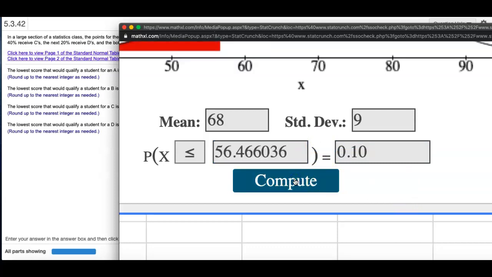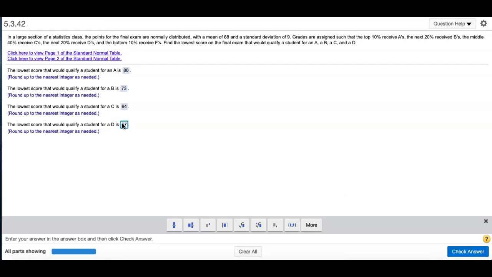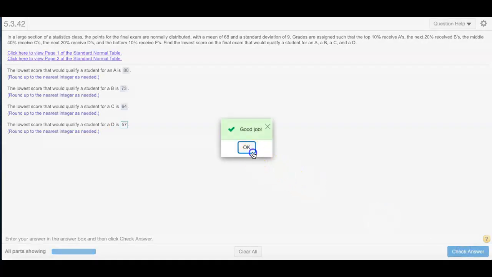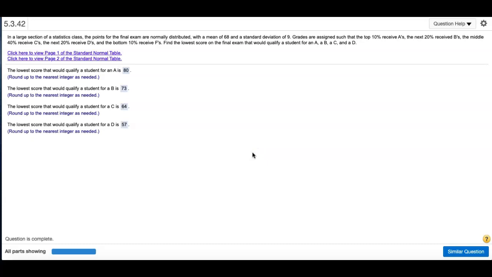So if your grade is 56.466, or I learned my lesson from my previous one, I better round up no matter what. So if my grade is 57, I will get a D. 57. Check answer. And that was it. This is how I would do this. And it took me 10 minutes to do it.